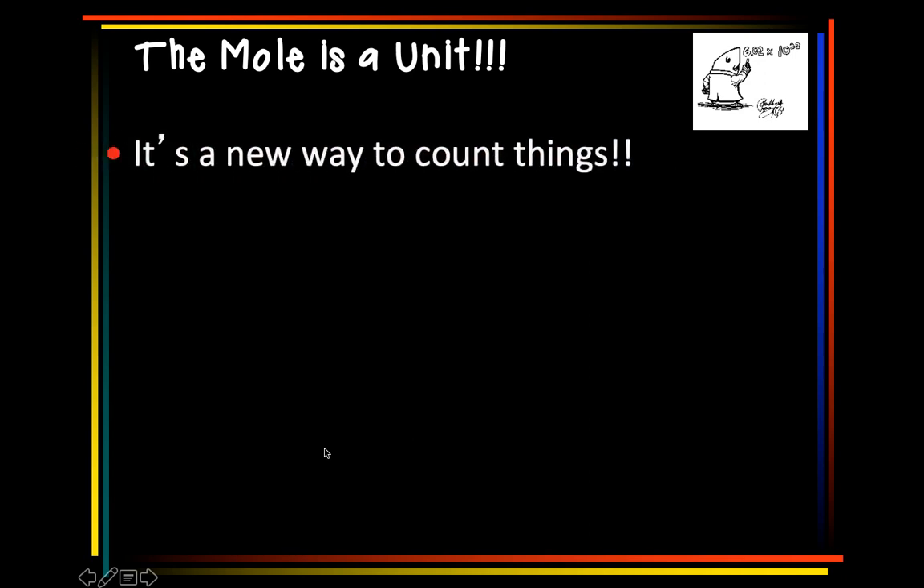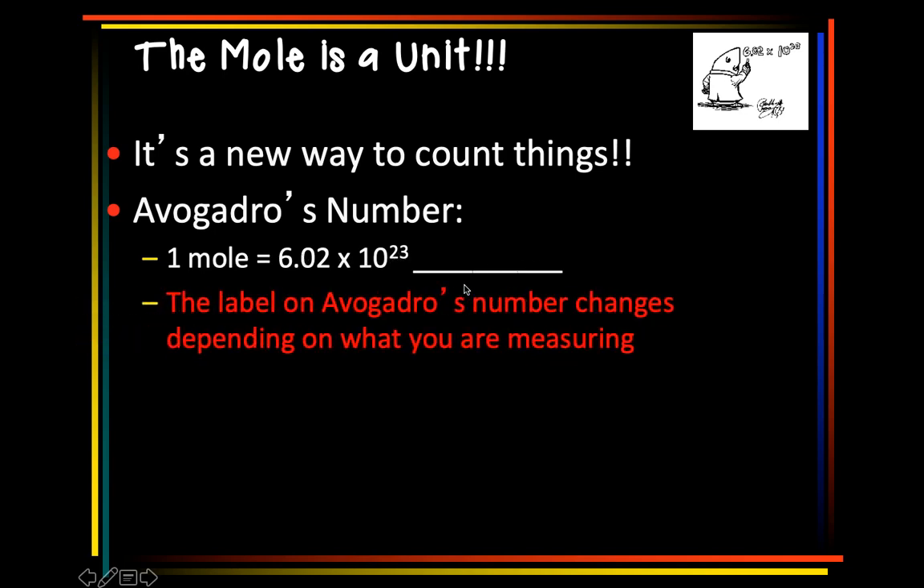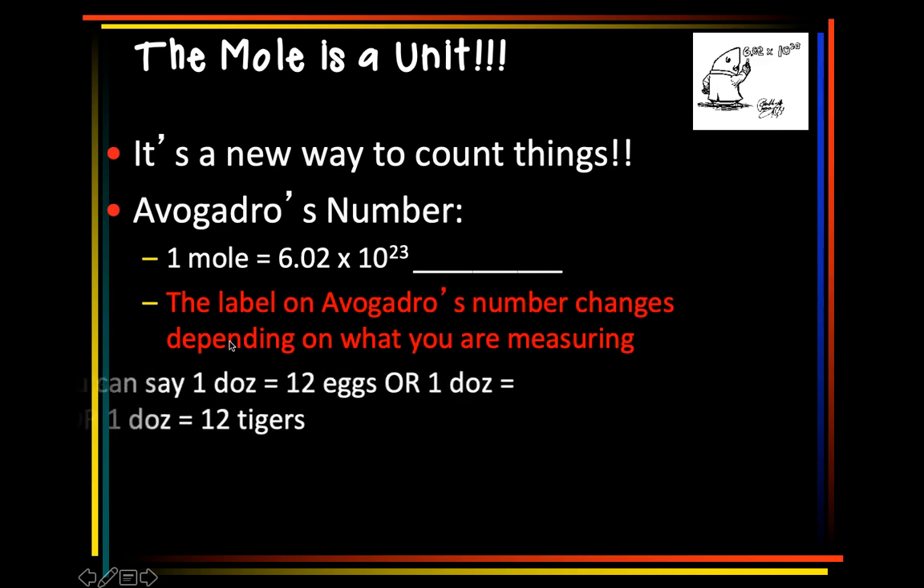All right. So it's really a new way to count things. So again, Avogadro's number is 1 mole equals 6.02 times 10 to the 23rd. But notice I haven't put any labels on it yet. So add this to your notes. The label on Avogadro's number changes depending on what you are measuring.